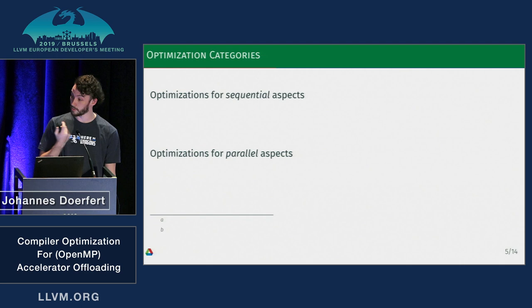Now, what does that mean? That means that for the sequential aspects, we actually need a way to enable the existing code on parallel programs. We did that by introducing a suitable abstraction inside LLVM. That is done.